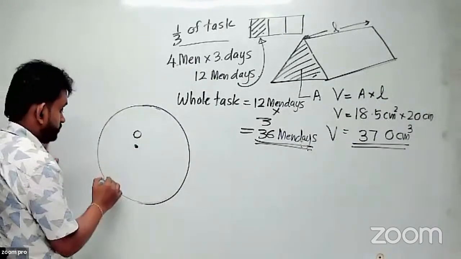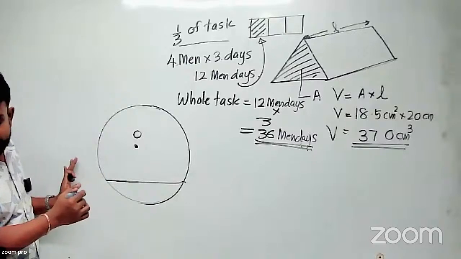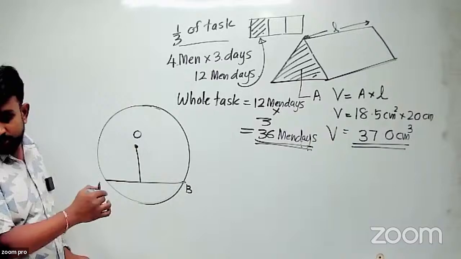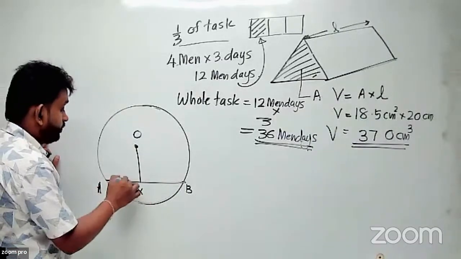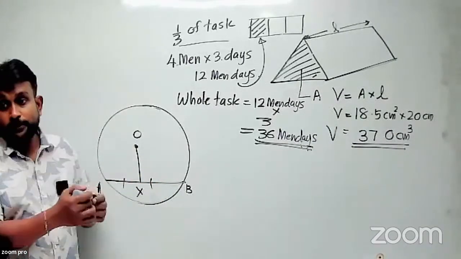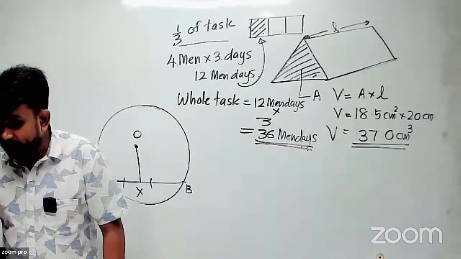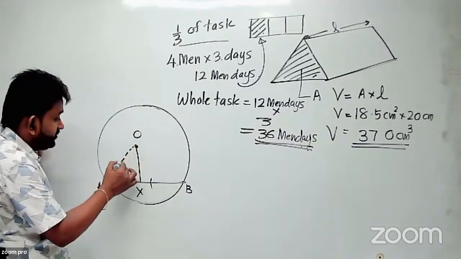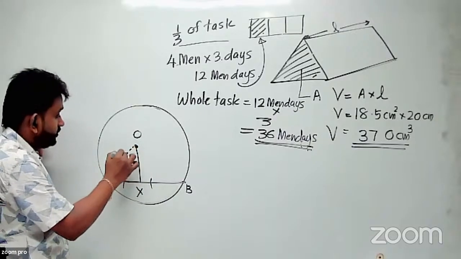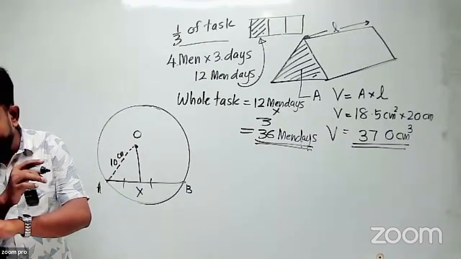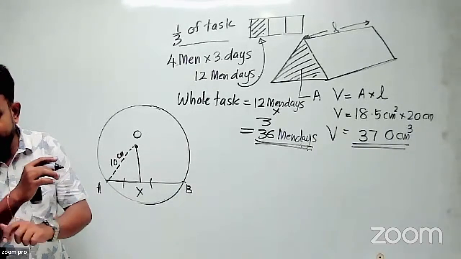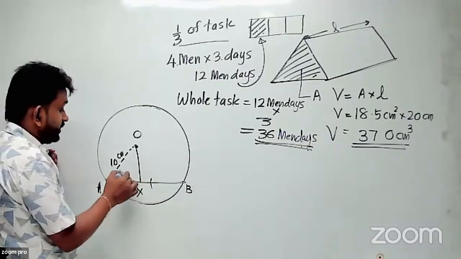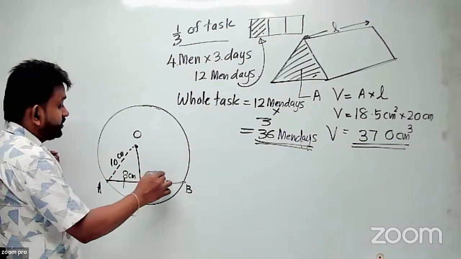So O, and here AB, and here the midpoint is connected. Okay, and what they're asking, AB is a chord. The radius of the circle is 10 centimeters. Radius is 10 centimeters, that is 10. And then the length of chord AB is 16 centimeters. AB is 16, now it is bisected, that is 8, 8.